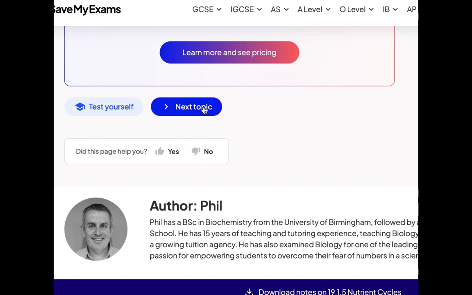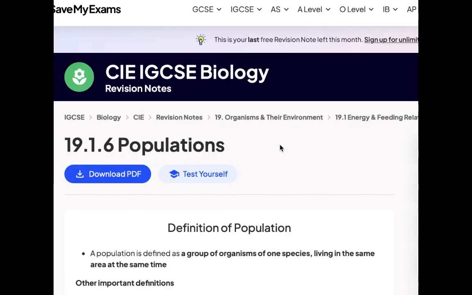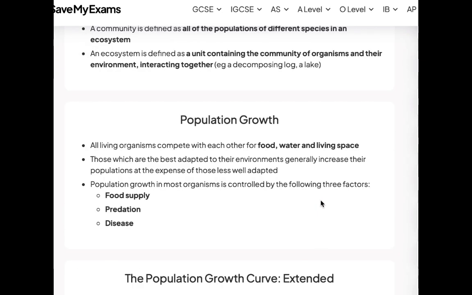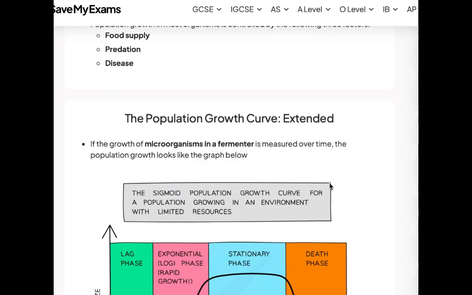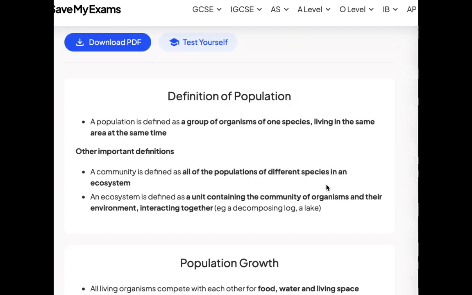Now let's go to the last section of today's class, which is called population. After this last section, we are almost done with the entire chapter 19, which is organisms and their environment. First of all, let's quickly look at the definition of population. The population is defined as a group of organisms of one species.